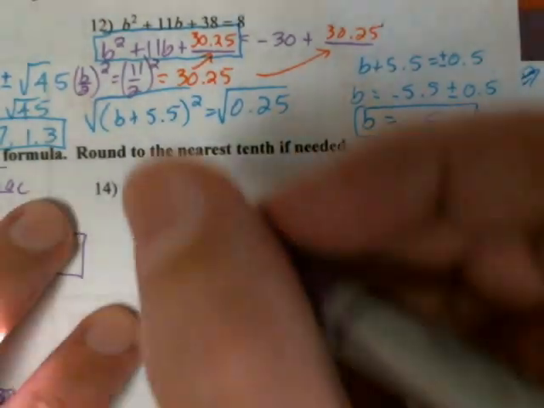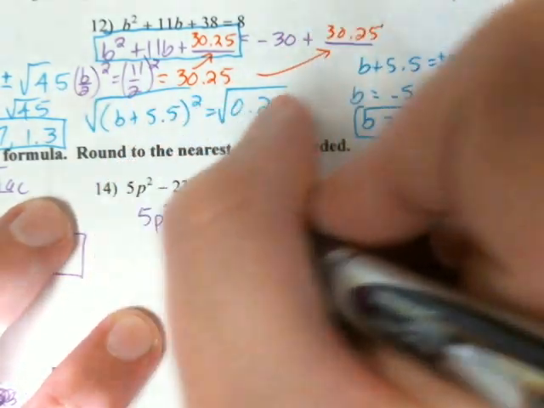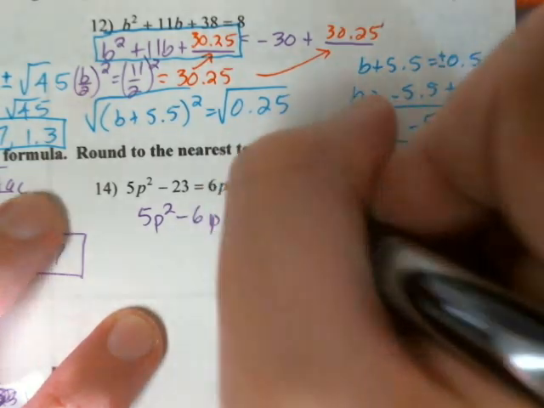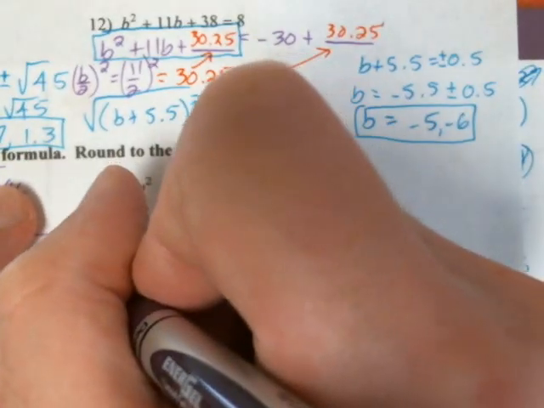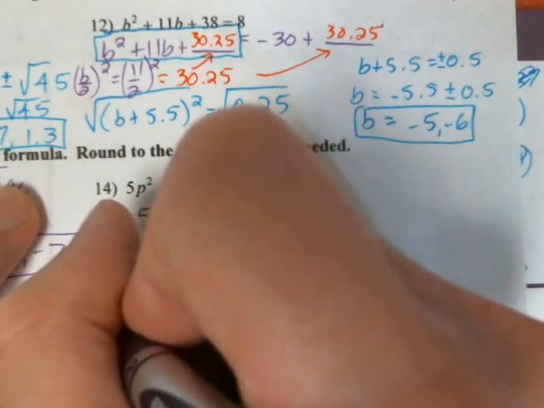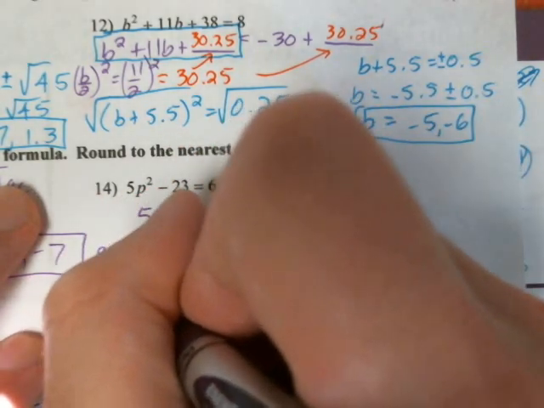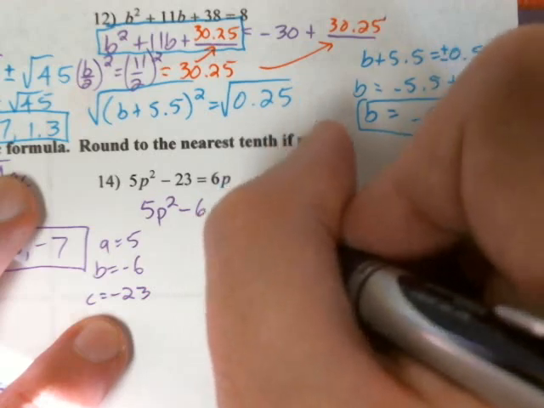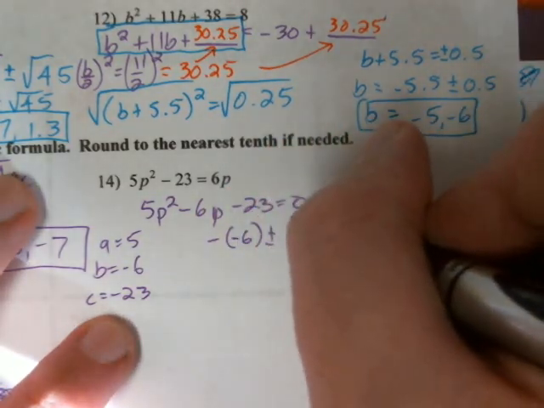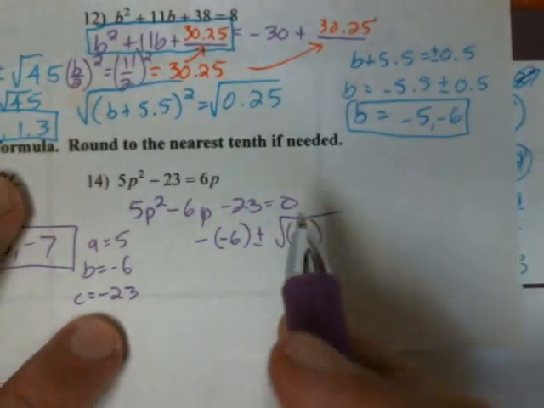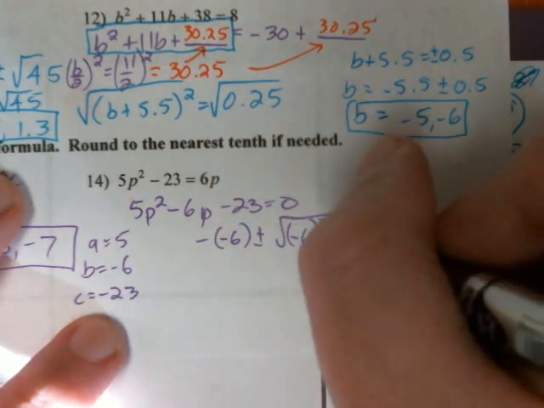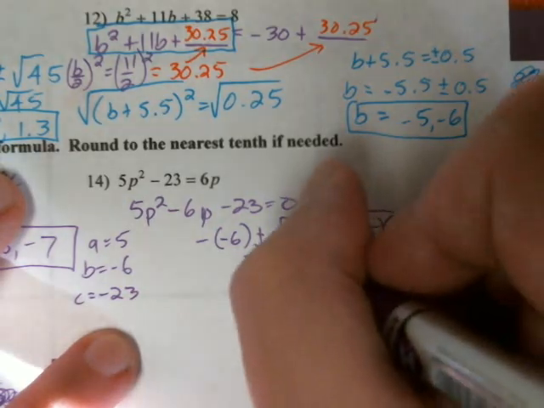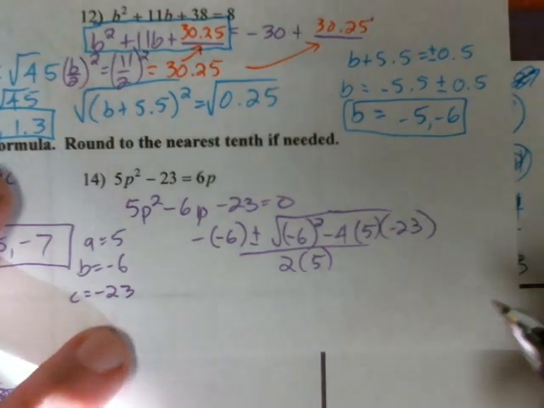Okay, this one you can't factor. So 5p squared minus 6p minus 23 equals 0. A equals 5. B equals negative 6. I want to do this one because I put this one on here on purpose. Okay, but now b is negative. So it's negative negative 6 plus or minus the square root of b squared. Now, guys, you got to put that in parentheses. Please put that in parentheses. Minus 4 times A times C all over 2 times A, okay?